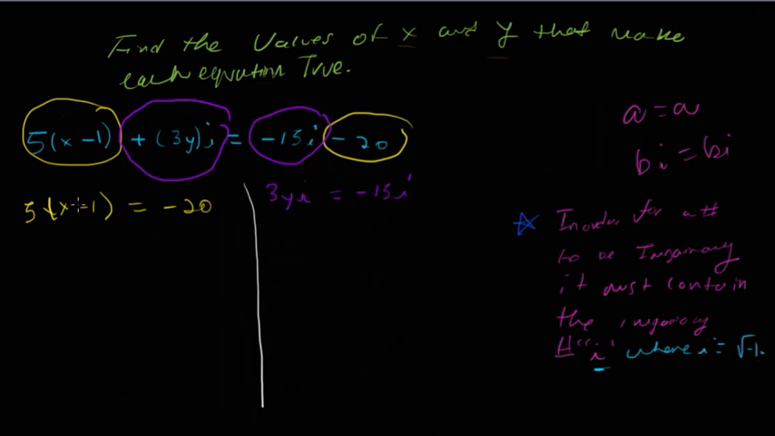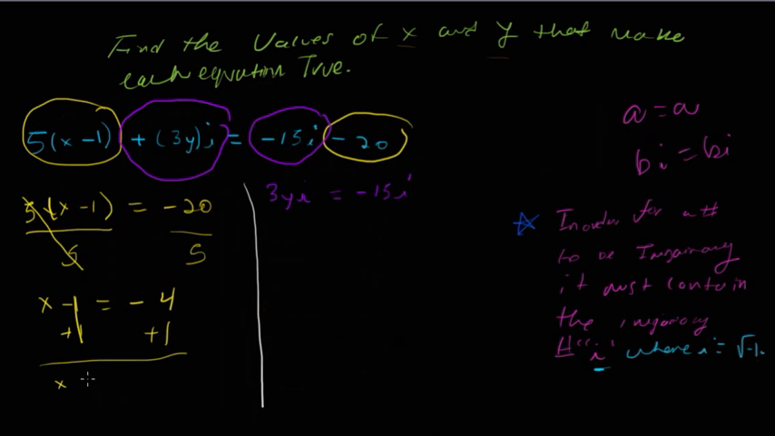Now, let's go ahead and get started on solving this equation for x. We can divide both sides by 5 in order to get rid of 5 on this side, and I'm left with x minus 1 is equal to negative 20 divided by 5, which gives me minus 4. Right, because 5 times negative 4 gives me minus 20. Then I can add 1 to both sides. Then I'm left with x is equal to minus 3. Okay, perfect. So I found my value of x.